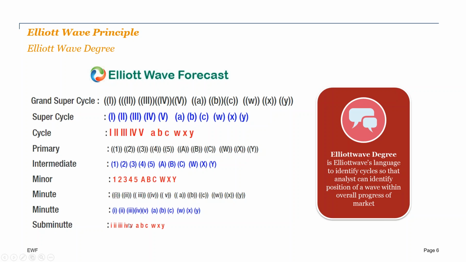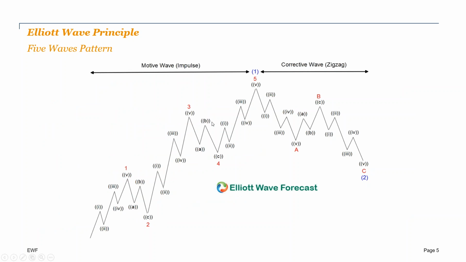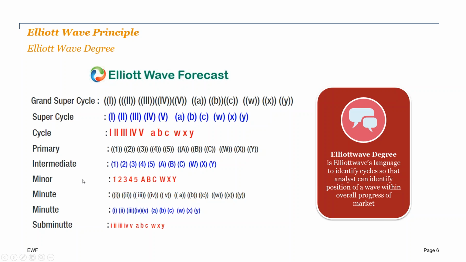This is our way to identify. So the Elliott Wave degree is the Elliott Wave language to identify cycles, so the analyst can identify the position of a wave within the overall progress of the market. Now let's look back at our previous example, the 5 waves pattern. You see this red label, for example, 1, 2, 3, 4, 5. If we compare it to this table here, that will be the minor degree, 1, 2, 3, 4, 5 in red color. Okay, that will be the minor degree.